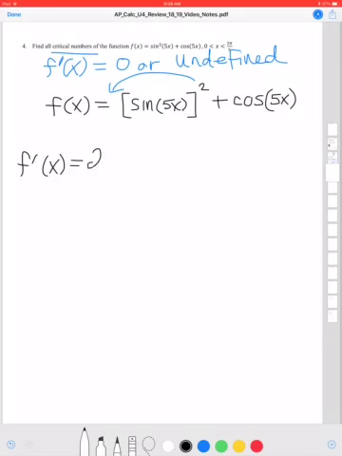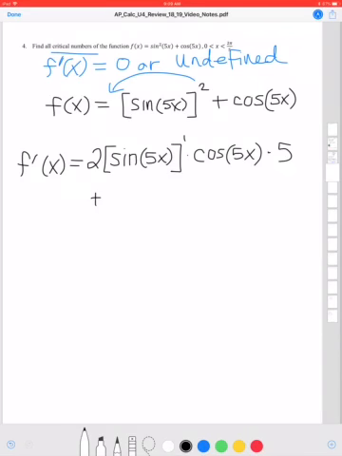And we will get two times the sine 5x. So that is the outside. That'll be to the 1 power. Times the derivative of the inside, which is sine. The derivative of sine is cosine. Times the derivative of the inside again. Derivative of 5x is 5.